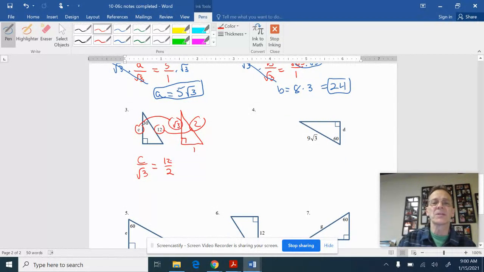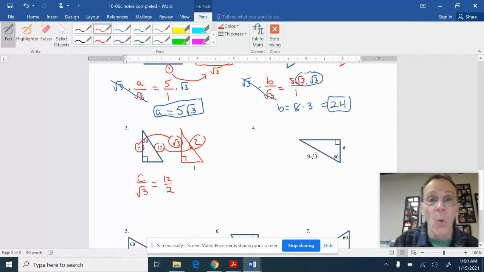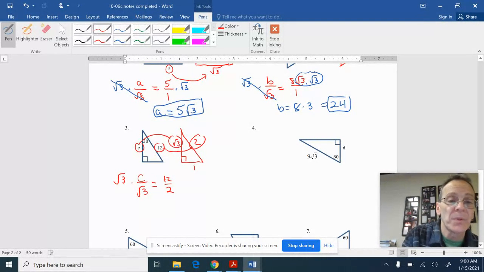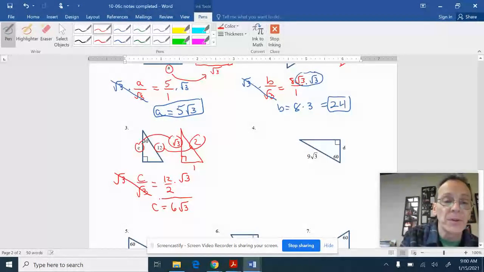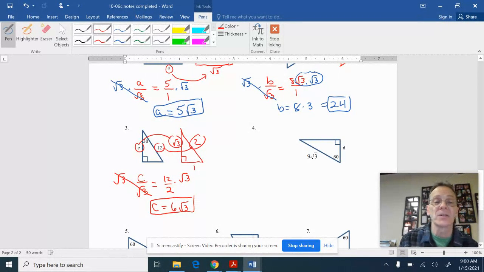So this is the first example where we don't have divided by 1 on the right-hand side. That's no big deal. Still, all we have to do to solve this is multiply both sides by square root of 3. And so 12 divided by 2 is 6, and 6 times radical 3 doesn't simplify. It's just 6 radical 3. Okay. Now, the next one has a little bit of a twist to it.